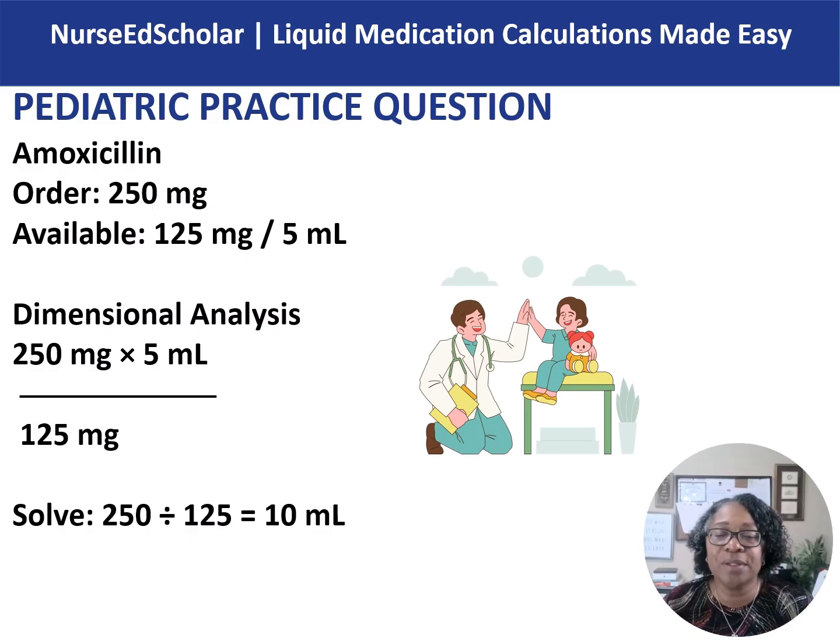So for this one, we're going to be using amoxicillin, which is a penicillin. The doctor ordered 250 milligrams, and what is available? 125 milligrams per 5 milliliters. You set it up the same way, 250 milligrams in the numerator, 125 in the denominator. You're going to cancel them out, and that'll be two, and then you're going to multiply that by the milliliters. So that'll give you 10 milliliters of amoxicillin that you're going to give your pediatric patient.